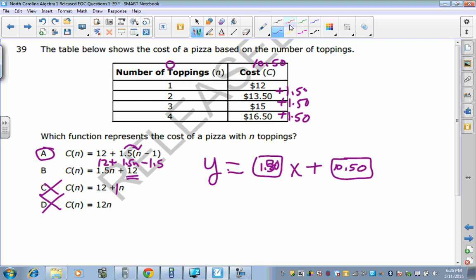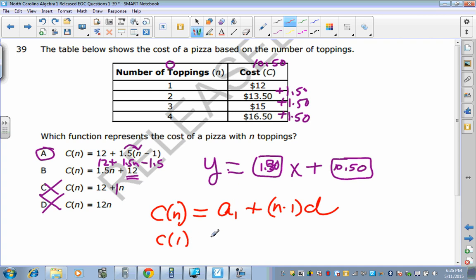Another way that you could have done this problem a whole lot quicker is you realize it's arithmetic. Remember, the formula for arithmetic is A1 plus n minus 1 times the common difference. And in this problem here, A1 means the price for one topping, that's $12, plus n minus 1 times the common difference, 1.50. You see they just moved it from the back to the front there. They're still multiplying it by n minus 1.